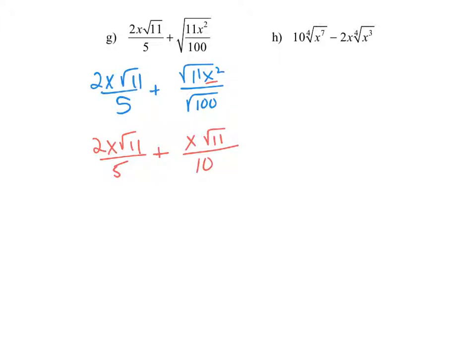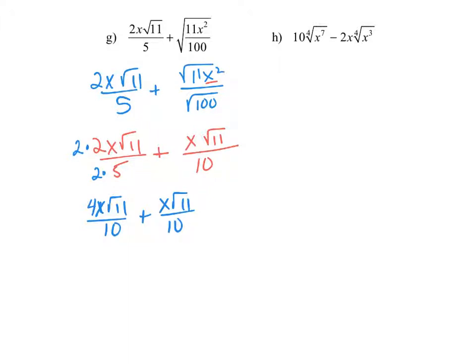Now we have two fractions, and we can add fractions together if we have a common denominator. So that LCD would be 10. We would need to multiply the numerator and denominator by 2 in order to get a common denominator of 10 so that we could add the numerators together. When we do that, we get 4x square root of 11 over 10 plus x square root of 11 over 10.